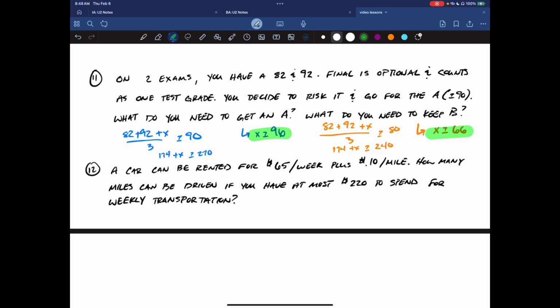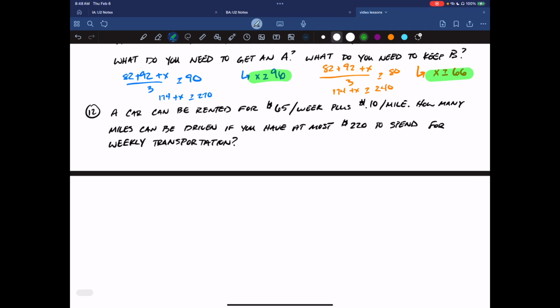So it's a simple problem, but it's got multiple parts. So make sure you answer. If you see a problem like this, make sure you answer completely and answer the question they give you.